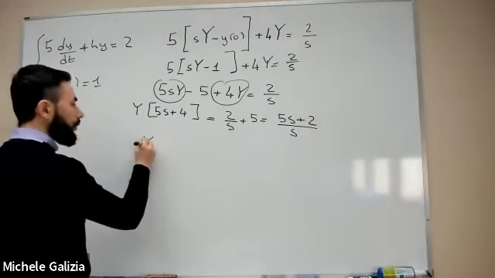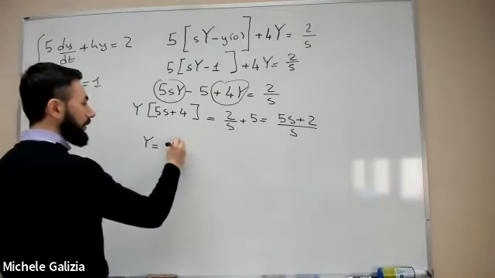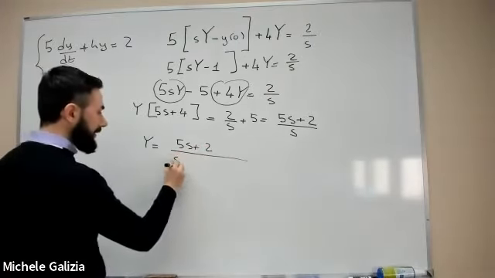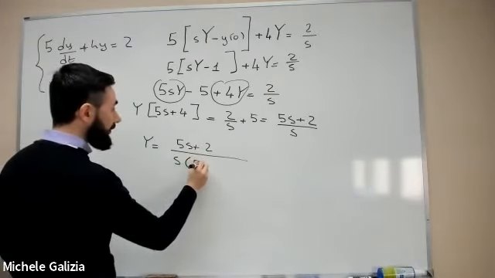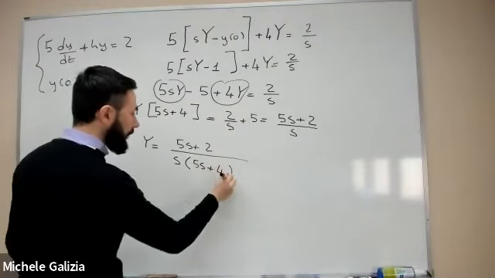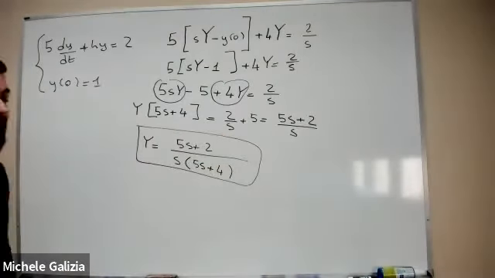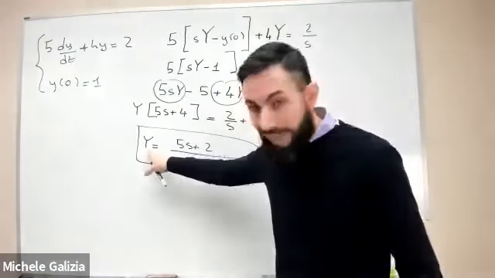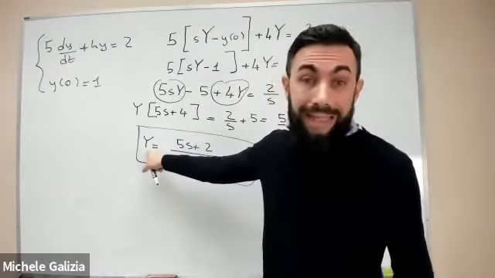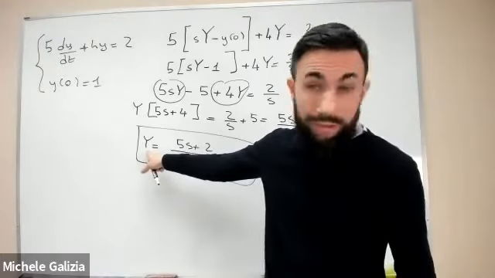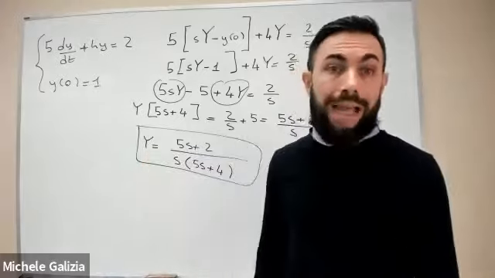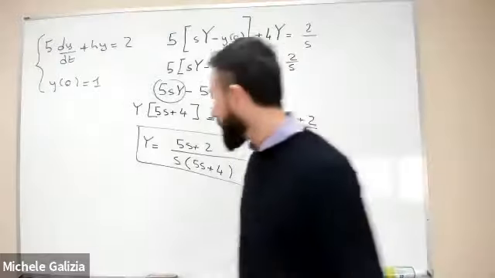Simply, y is equal to (5s plus 2) divided by s(5s plus 4). So does this answer our question? No, because yes, we found y, but we found y in the Laplace domain. We don't need y in the Laplace domain. We need y in the time domain. So what should I do now? Anti-transform it. Anti-transform back to the time domain.